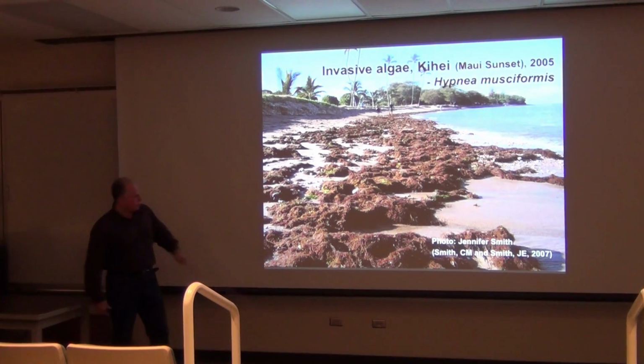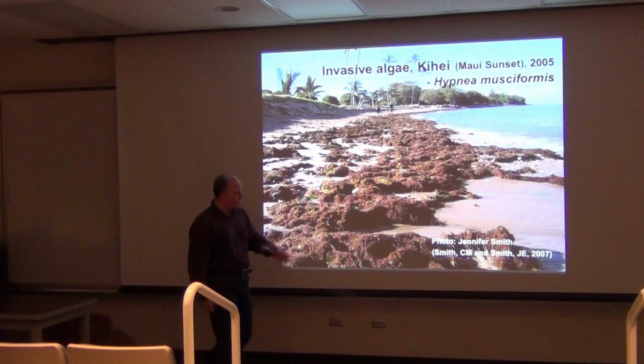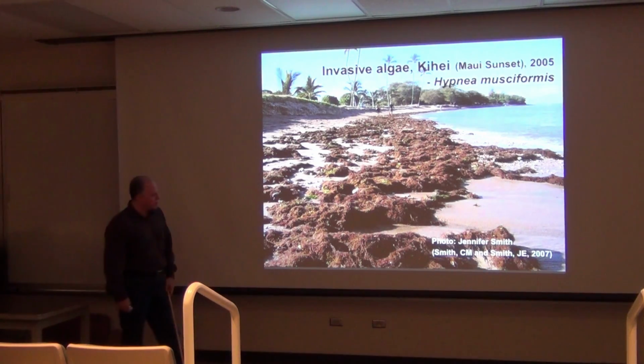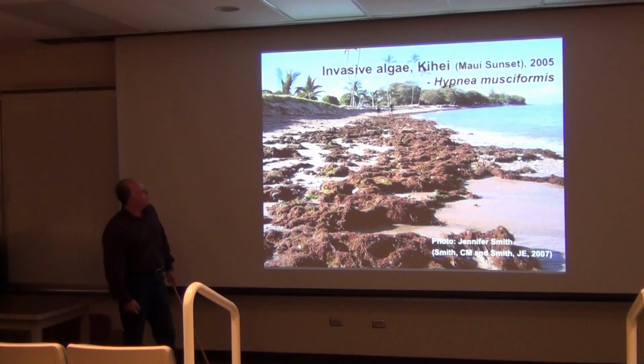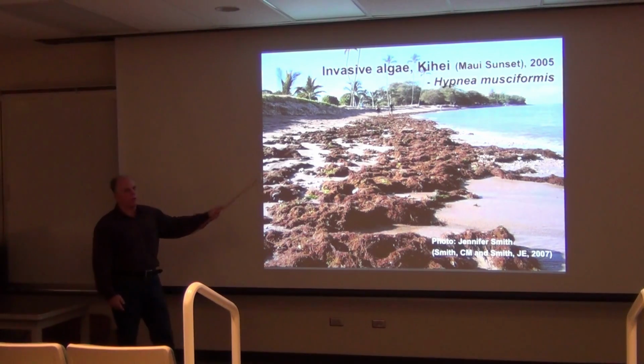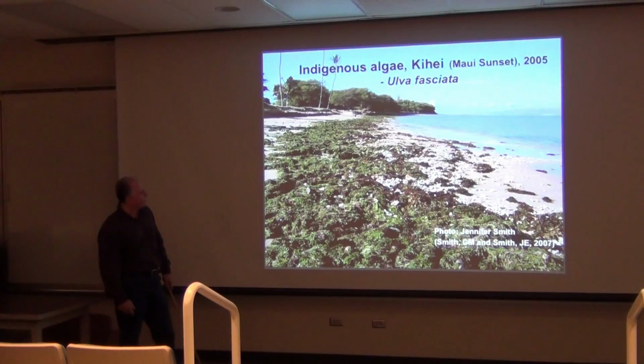This is from Celia Smith and Jennifer Smith's report in 2000, where they were looking at algae over there. And this is a photo of Hypnea, red algae. It's an invasive algae over there in the Kihei area. It washes up on the beach, it rots, the tourists don't like the smell. They have to come out with a tractor and drag a bunch of it off the beach. It's kind of a mess.